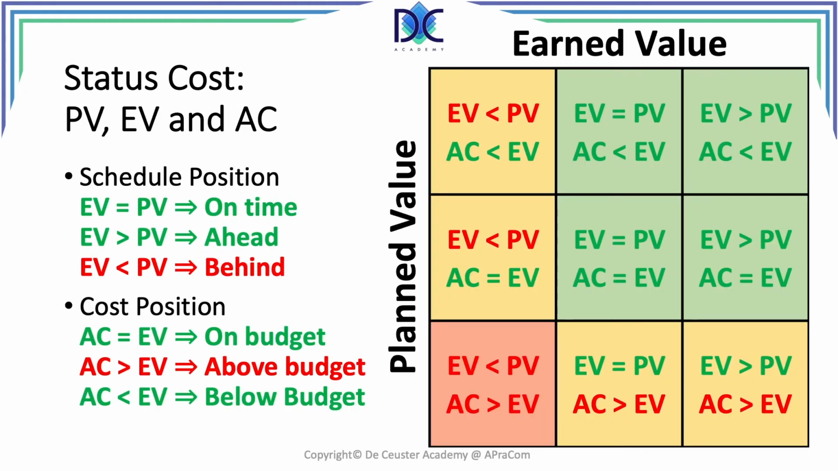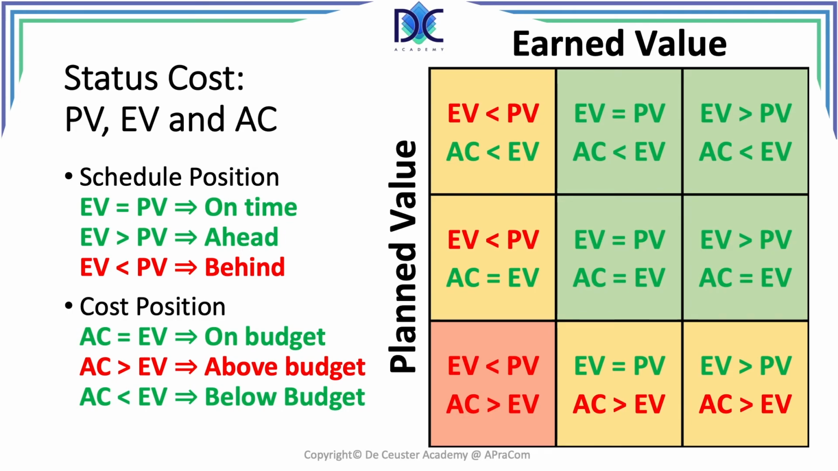In this square, you can see an overview of the different parameters, and we can deduct the schedule and the cost position of the project. When we look at the center vertical column, we see that the earned value is equal to the planned value for all three of them. This means that the project is on schedule. The right column, earned value larger than planned value, tells us that the project is evolving faster than we planned, so we are ahead of schedule. And at the left column, we see that the earned value is smaller than the planned value, so we are behind schedule.